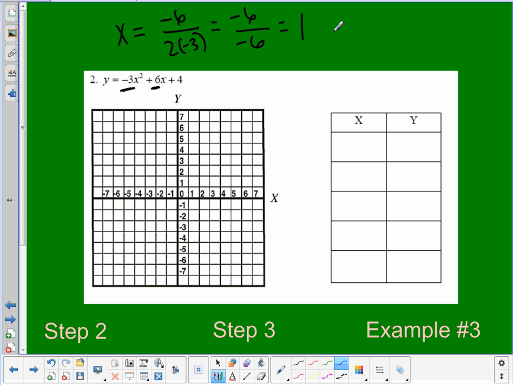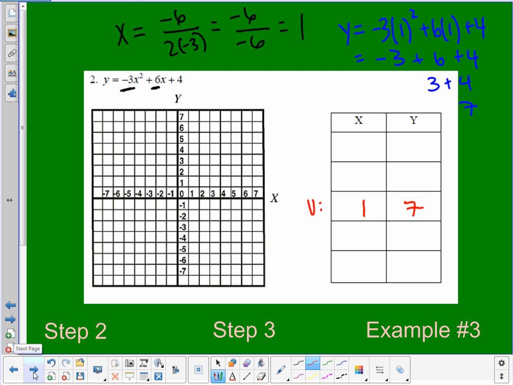And then when I plug that back in to get the y value, I have y is equal to -3 times 1 squared plus 6 times 1 plus 4. -3 times 1 squared. 1 squared is 1, and 1 times -3 is -3. 6 times 1 is 6. And then plus 4. So that's -3 plus 6, which is 3, plus 4, which is 7. So the vertex, we're going to throw in the very middle of that table. I'm going to put the vertex right in the middle. So my vertex is 1, 7 there.